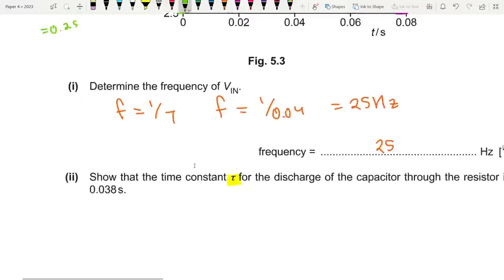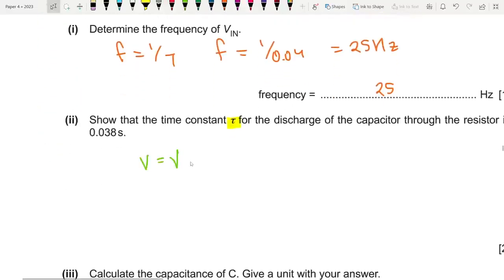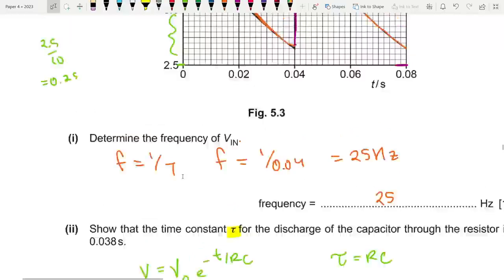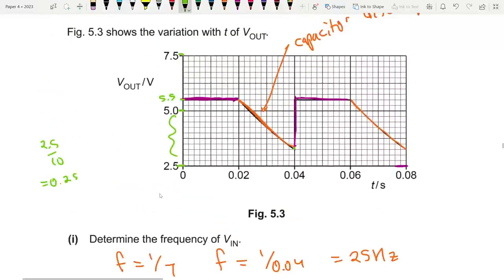Okay, so the initial voltage is 5.5, and I'm going to use the formula V is equal to V naught e to the power minus t by RC. And we know that tau is equal to RC. So let's just input the proper values. What is the final voltage though? I haven't found that out. It is actually 2.5 plus 0.25 into 3, 2.5 plus 0.75, which is 3.25. So our final answer over here is 3.25 after discharging.